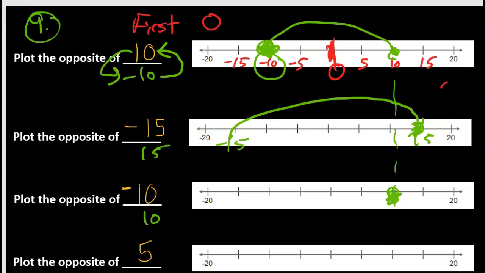Last one, opposite of 5. Well, where's 0? Remember, 0. Oh, these are a little bit off, but these are still 0. So 5, we're counting by 5s. Here's 5. We want the opposite of 5. Negative 5. The opposite of 5 is negative 5.